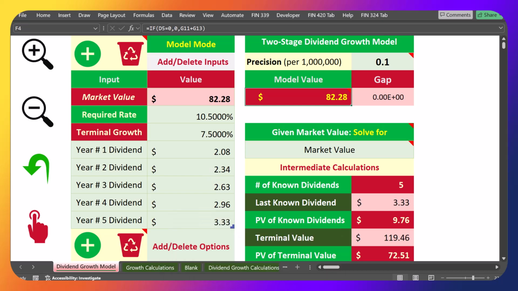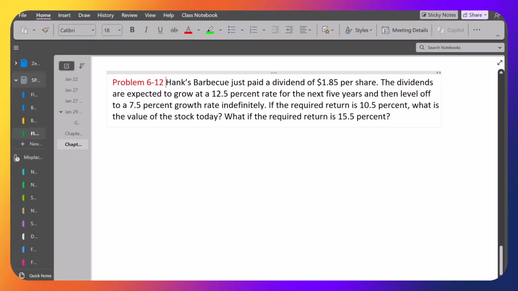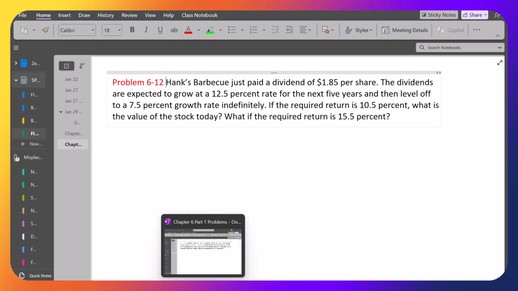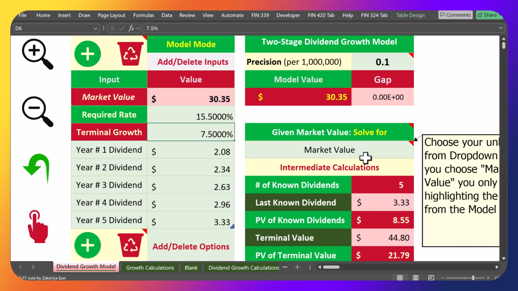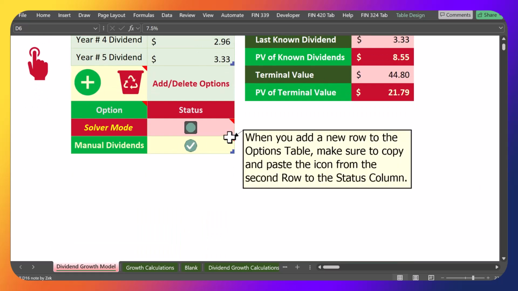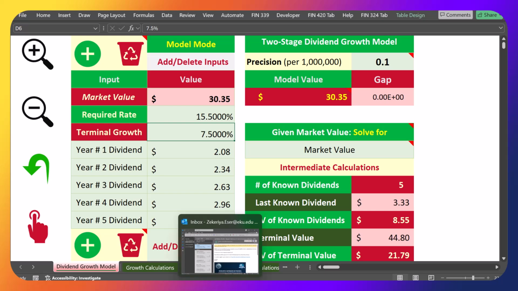And the second part says, let's see, what if the required rate of return is 15.5%? All we have to do is change that. Remember, our unknown is still market value, and we're in solver mode, so it's automatically calculated. So it was 82.28 in the first case, 30.35 in this one.